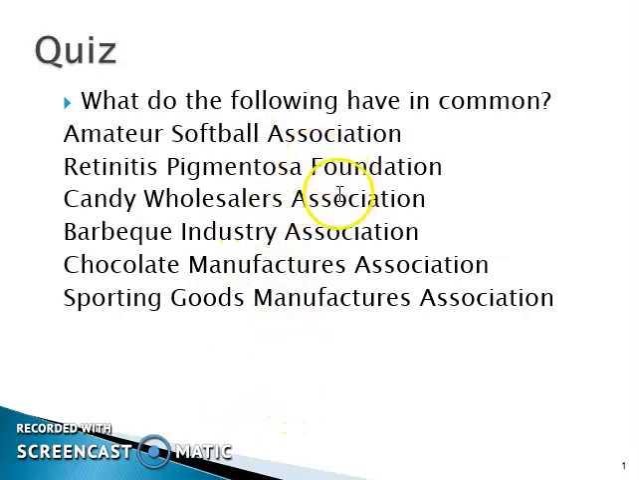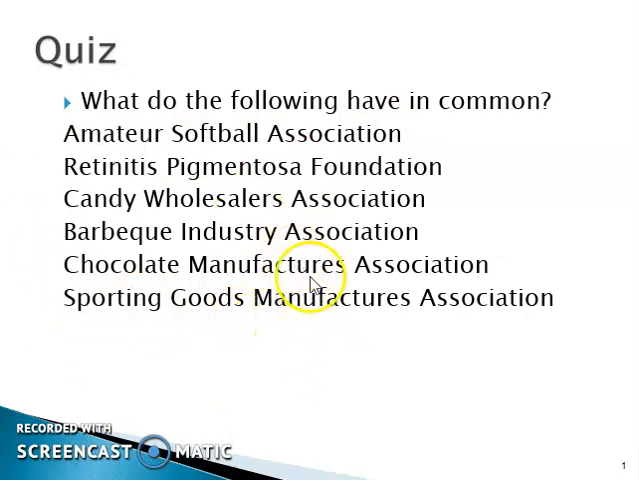Well, the Amateur Softball Association wants it because that's when people play softball. They play it in the evening when it's light. A lot of places don't have lights on their fields. The Retinitis Pigmentosa Foundation, light is good for the eye, so they want it. The Candy Wholesalers, the Barbecue Industry, the Chocolate Manufacturers, they all want it because when we're outside, we're at these baseball games or picnics, whatever, we buy more of their products and they make more money. And the Sporting Goods Manufacturers Association, of course, you need sporting goods equipment to play the softball.